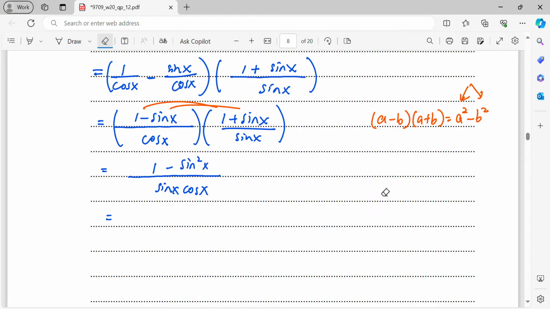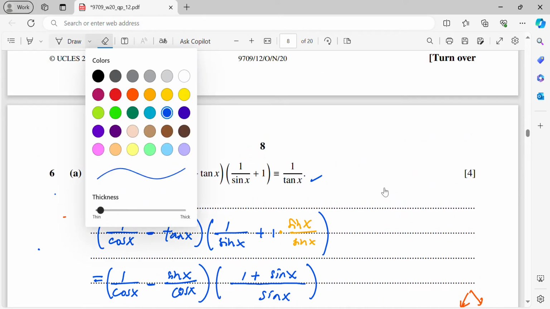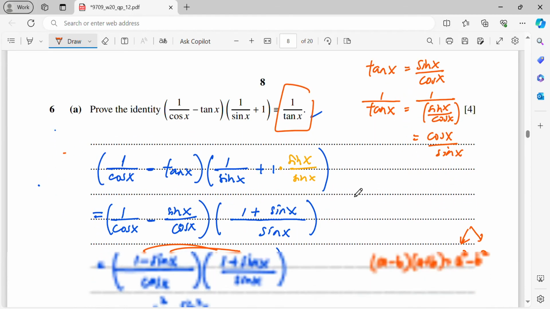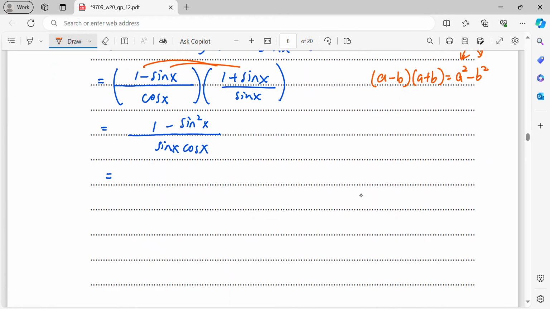Now, when you look at the answer, it is 1 over tangent. We know that tangent x is sine x over cos x. So if I take 1 over tangent x, it will be 1 over sine x over cos x, which means my answer should be cos x over sine x. I should get this. Now, when you look at the working right now, I have sine squared x, which means I need to simplify it.